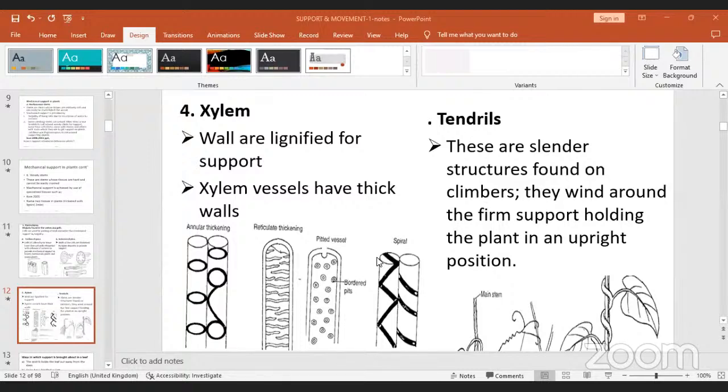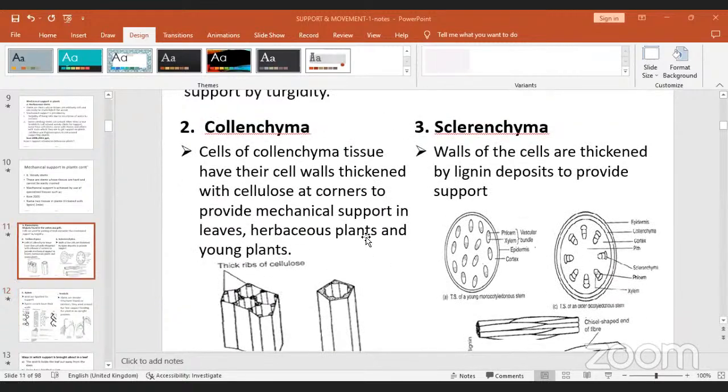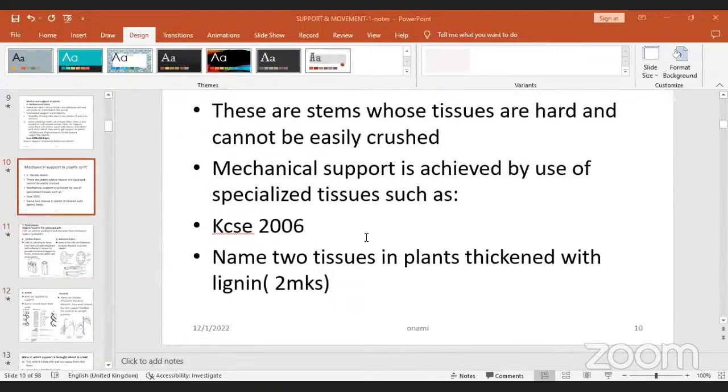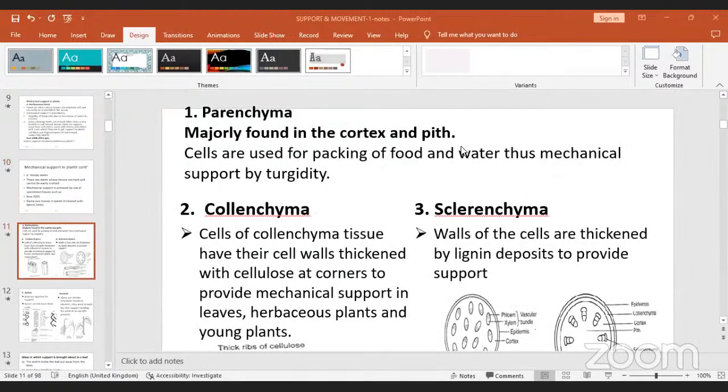So on that question, I want us to go back to that question, and somebody will answer it, because we have gone through the tissues. If you are asked a question to name 2 tissues in plants that are thickened with the lignin, which answer will you give? Somebody can answer that for us. 2 support tissues in plants thickened with lignin. Who can answer that one for us? Xylem. Yes? Xylem and sclerenchyma. Good. So that is support.